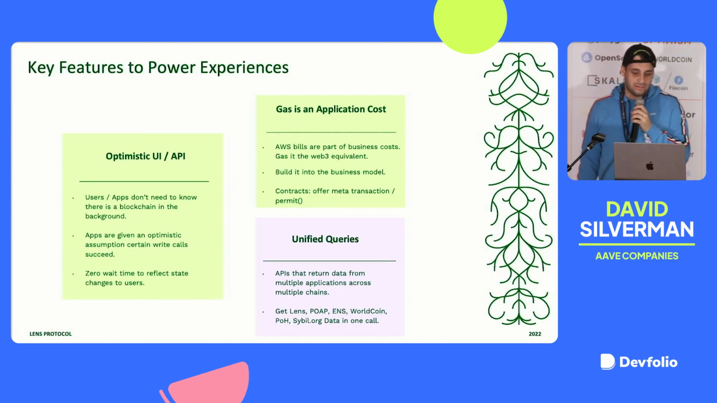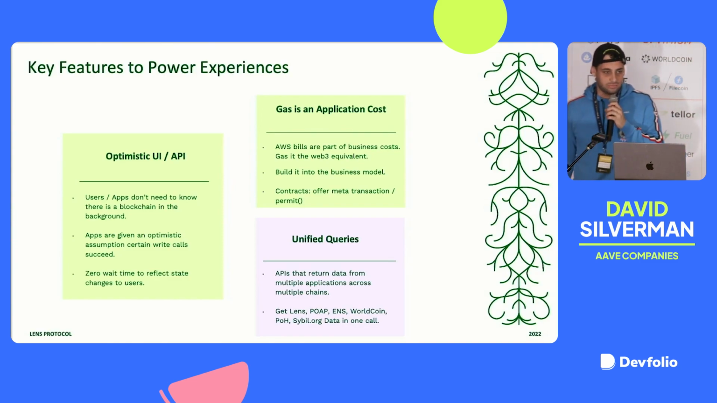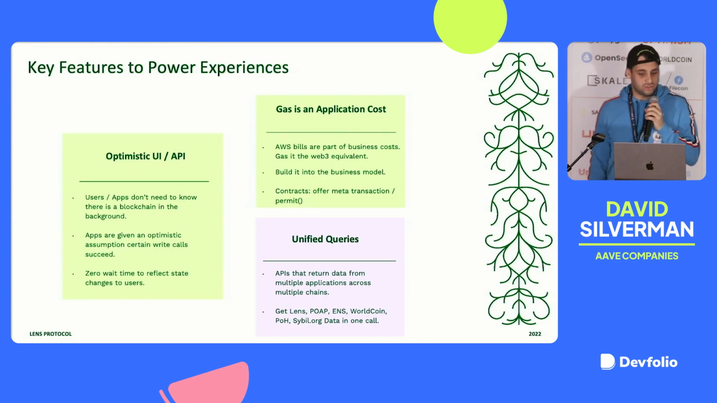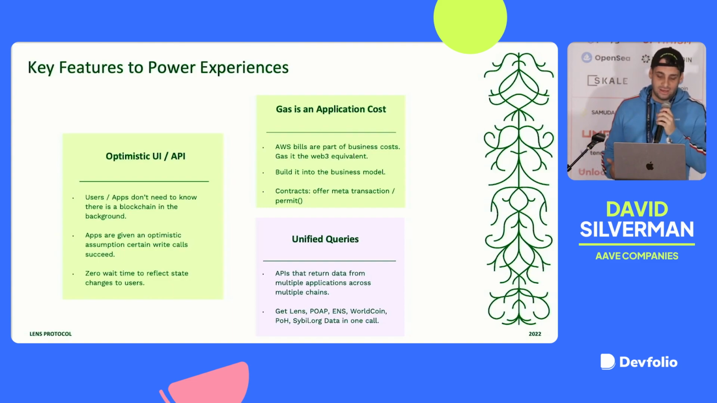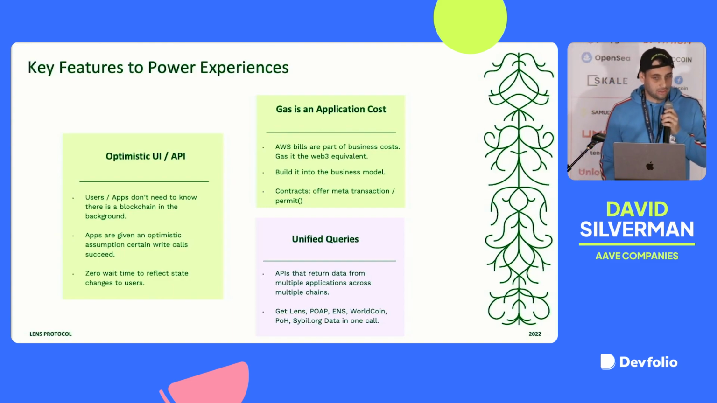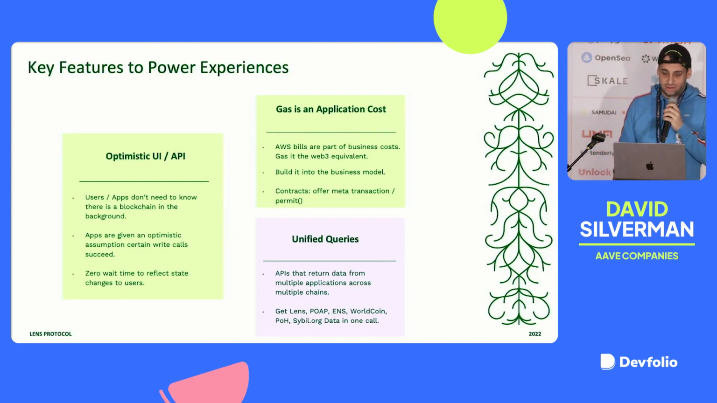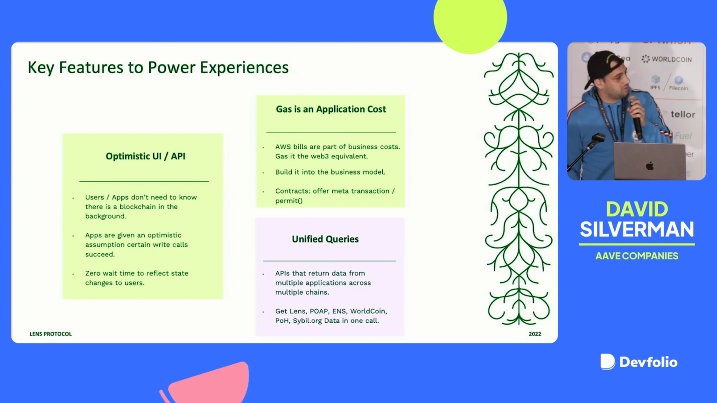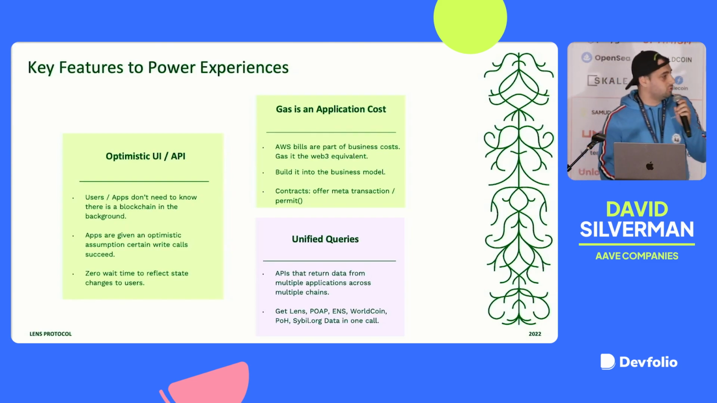Lastly, unified queries, APIs that return data from multiple applications across multiple chains. We've already integrated this into our profile function. With a singular call, you can get Lens, POAP, ENS, Worldcoin, POH, Sybil.org data, and more in a singular call. Those contracts are on multiple different chains, including off-chain data, and that is something that we want to expand on more. For developers, you guys deserve contextual data, regardless of where the source chain is. We hope to continue building on that path.